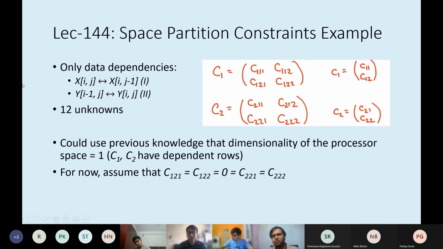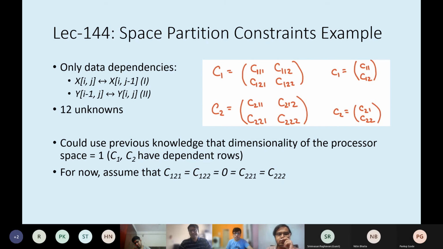Now, lecture 144 was on space partition constraints, and it was an example of how to find these constraints, these affine functions actually. So we'll take the same example. We had two dependencies there. x[i][j] has a dependency with x[i][j-1]. This was the first dependency. And the second dependency was that y[i-1][j] had a dependency with y[i][j].